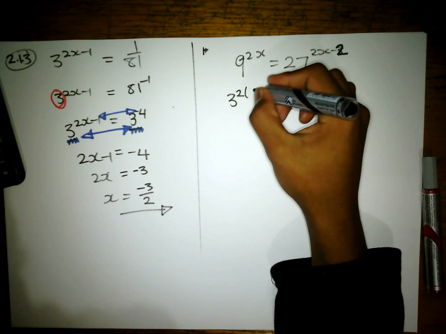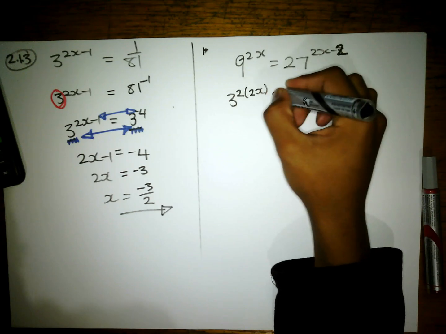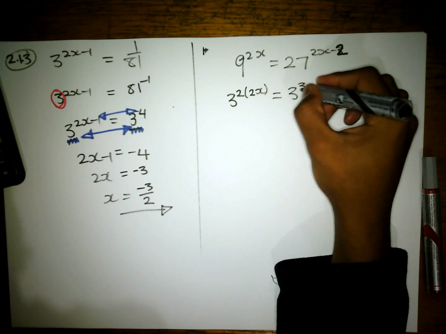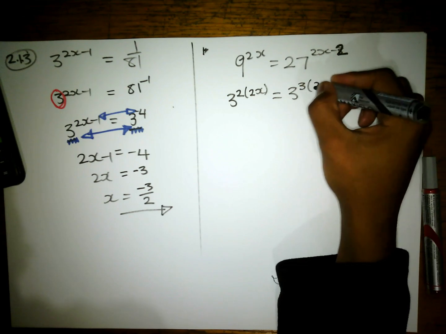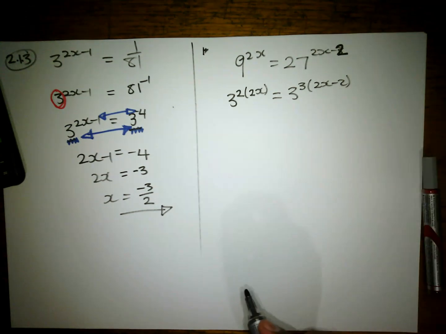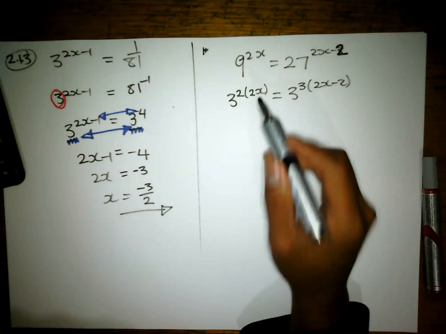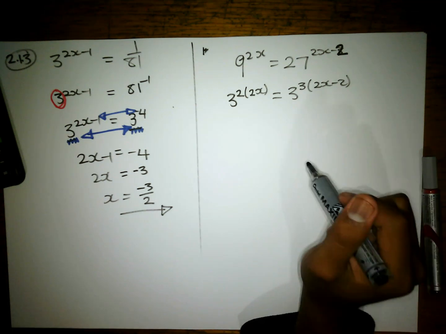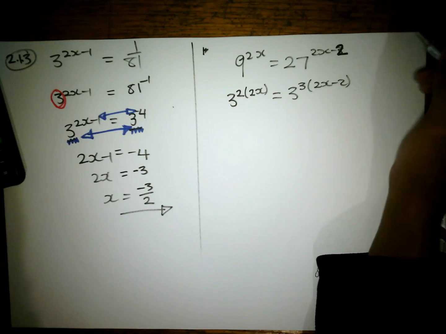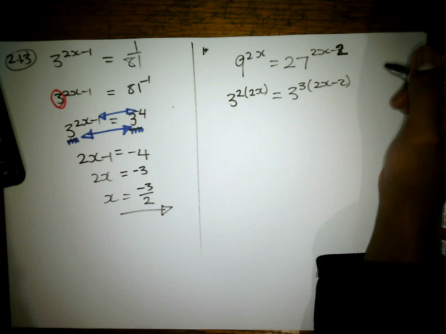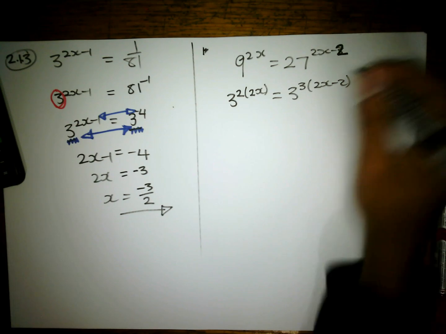Okay, then 3 to the power of 2x, and 3 to the power of 3 times 2x minus 2. Can you say why you chose that 3? To make the bases the same. Yes. So when the bases are the same, the exponents drop. We could also use a 9. We'll keep that 9 there.